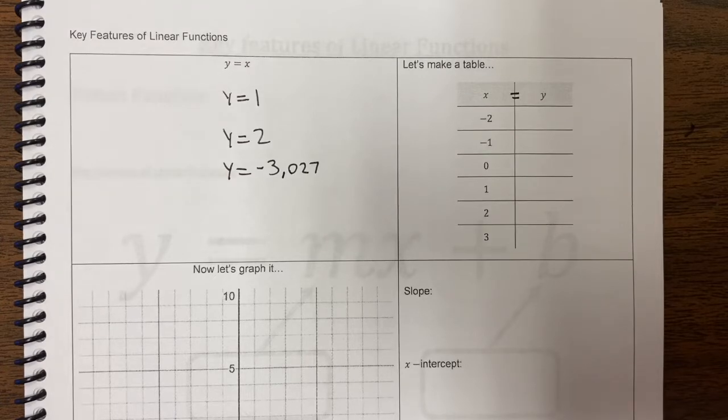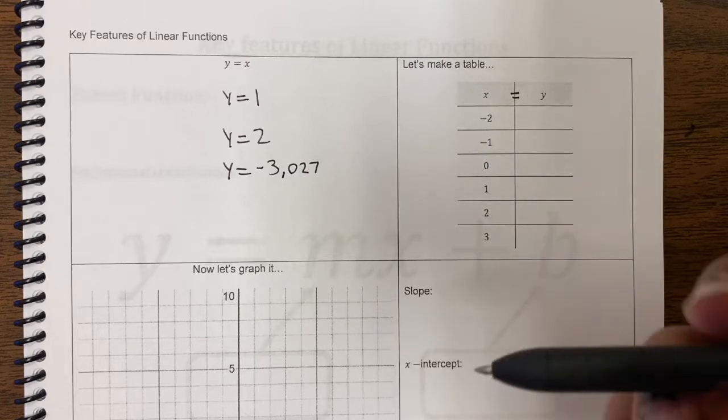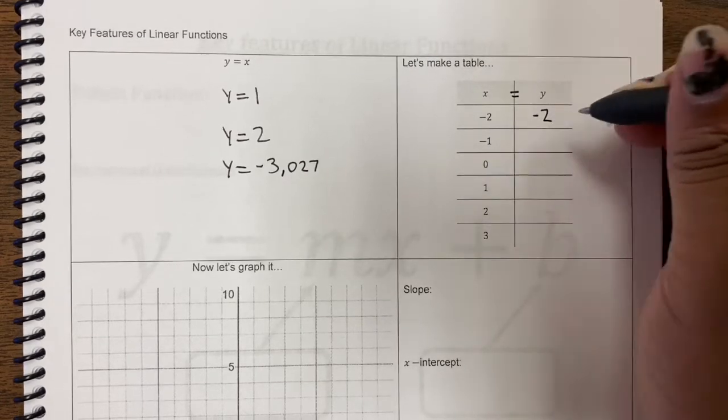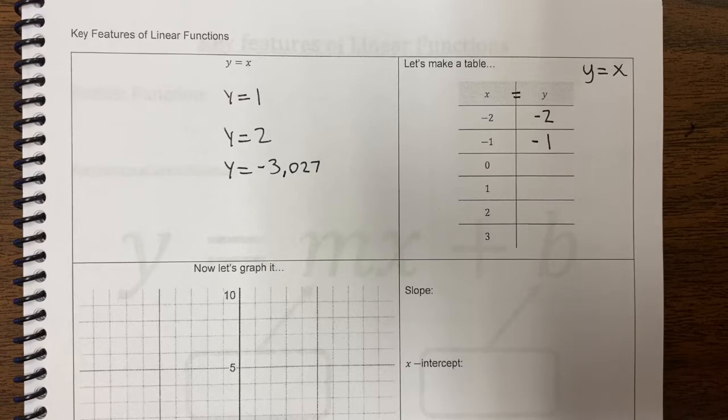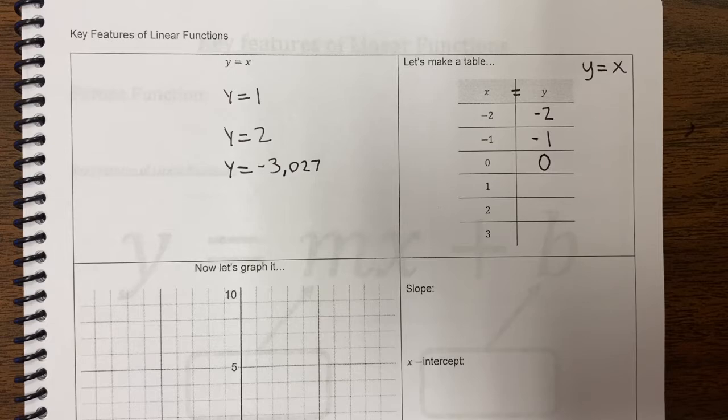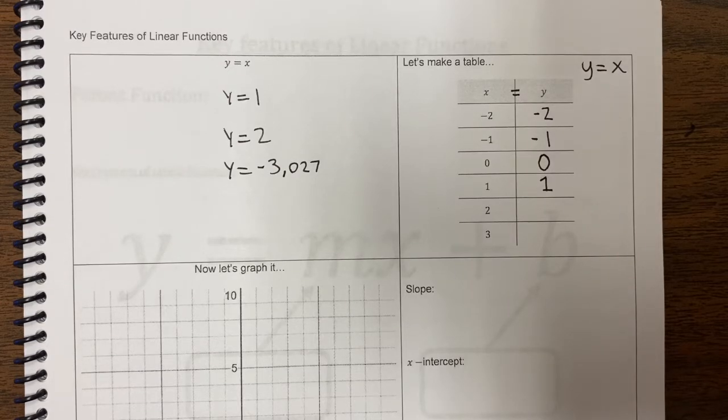If y equals x, then if x is negative 2, y is negative 2. If x is negative 1, then y is negative 1. If x equals 0, then y equals 0. If x equals 1, then y equals 1. If x equals 2, then y equals 2. And if x equals 3, then y equals 3.